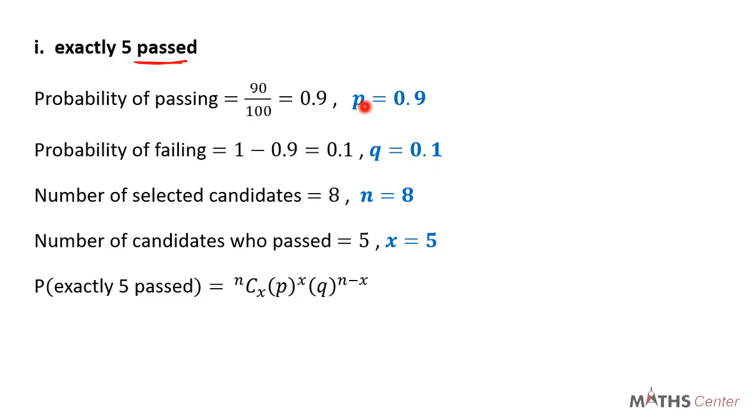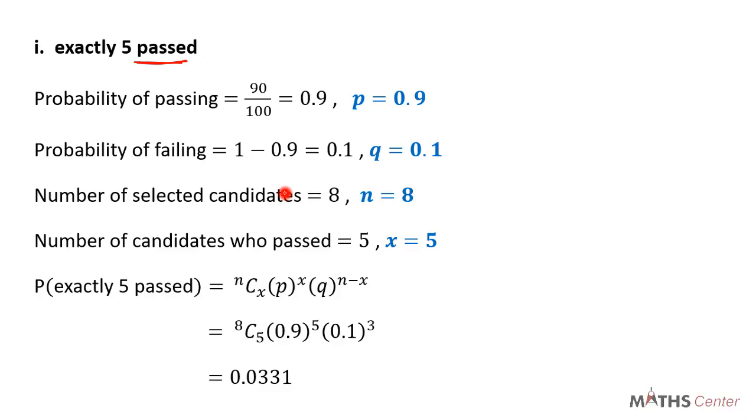We have the values of P, Q, N, and X. So we substitute them here for the probability. When we do that, you have 8 combination 5, 0.9 exponent 5, 0.1 exponent 3. And this gives us 0.0331. So the probability that exactly 5 candidates passed is 0.0331.